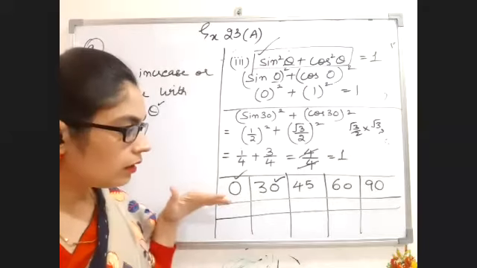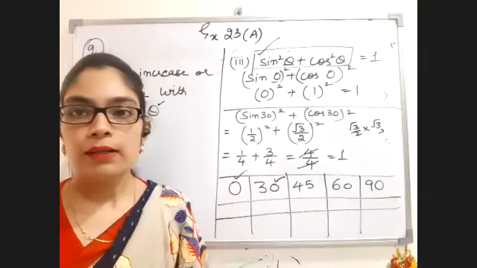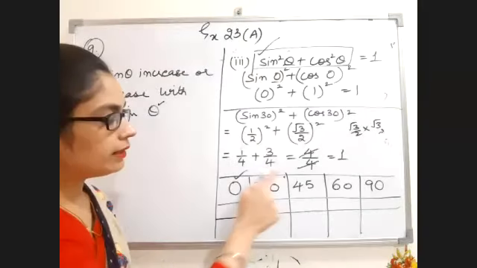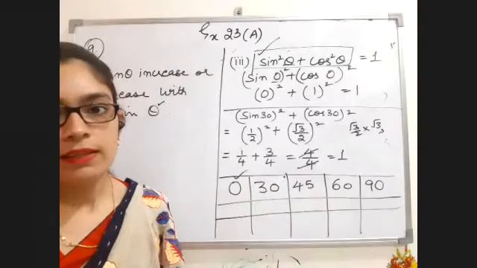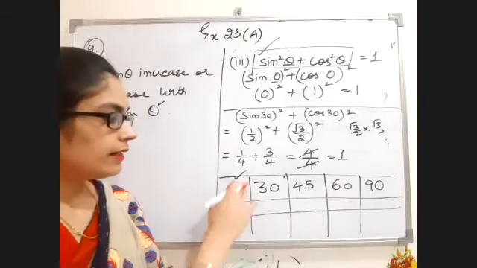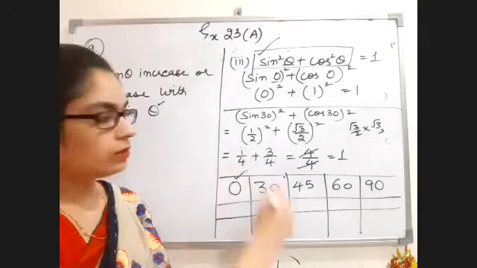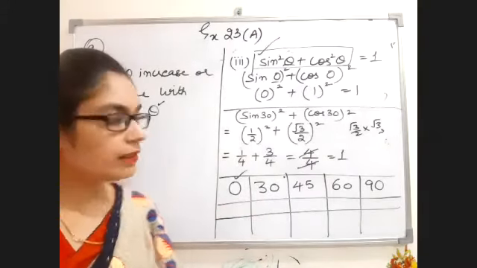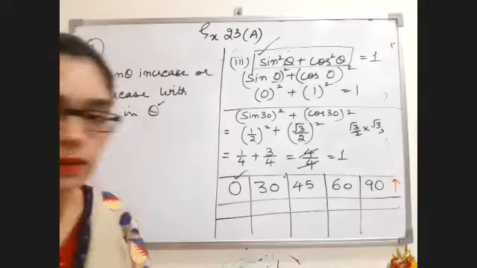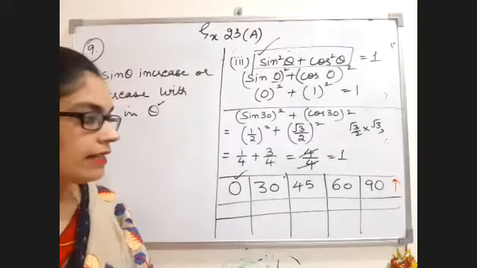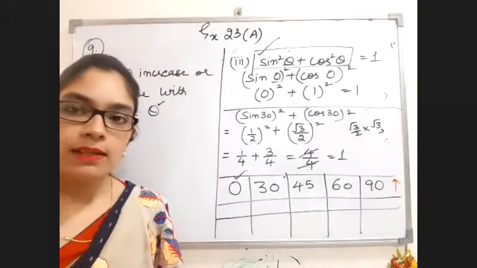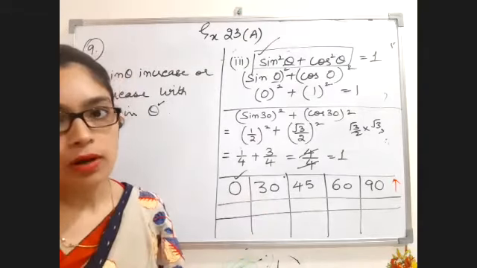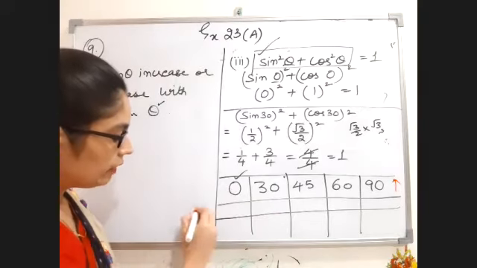Can you observe one thing? When I talk about the standard angles, the values I have already written in order of increasing values. 30 is greater than 0, 45 is greater than 30. So I have already written the values of angle in their increasing order. So angle is increasing. Now I have to check if the angle is increasing, whether the sine of these angles is increasing or decreasing. So let's write down the values.